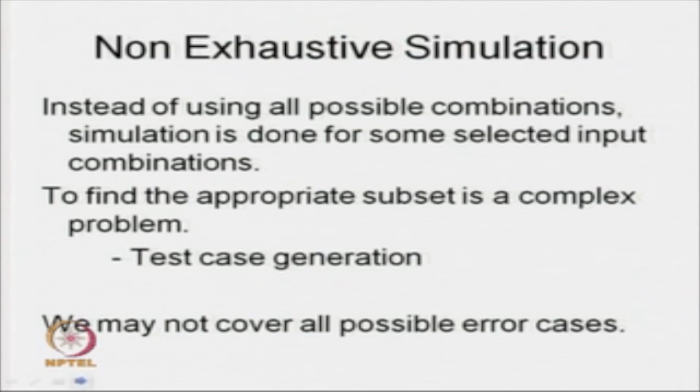Okay. Since this is another domain, we are not going to look into these issues here, but I am just mentioning that this is another problem, or we can say ATPG, automatic test pattern generation. With the help of those techniques, we can find out the appropriate subset to test our design. Since we are going for non-exhaustive simulation, what happens? We may not cover all possible error cases. It is quite obvious, because some combinations may not be captured by the test cases that we have given.